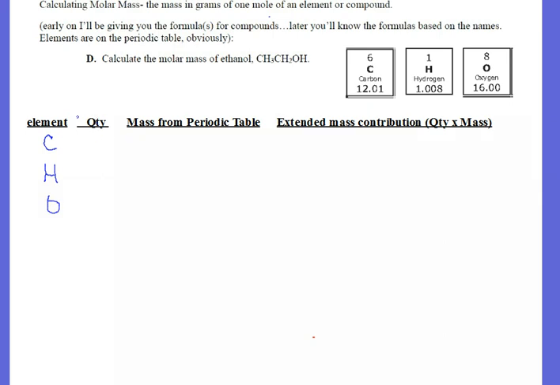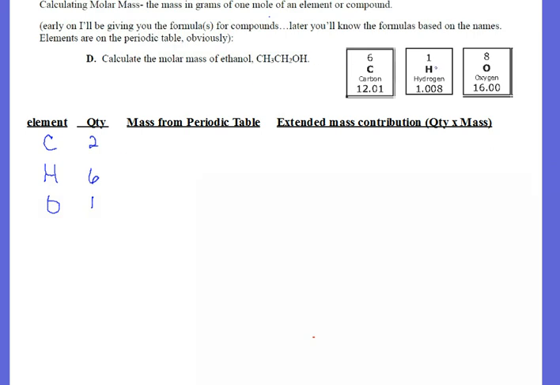Then I need to go to my formula and see how many of each type of atom I actually have. Up here, there's 2 carbon, so a quantity of 2. Hydrogen, I want to count all those: there's 3, there's 2, and there's 1, so 6. And there's 1 oxygen atom. So in a single molecule of ethanol, there are 2 carbon atoms, 6 hydrogen atoms, and 1 oxygen atom. Later we'll talk about how in a mole of ethanol, there are 2 moles of carbon atoms, 6 moles of hydrogen atoms, and 1 mole of oxygen atoms.